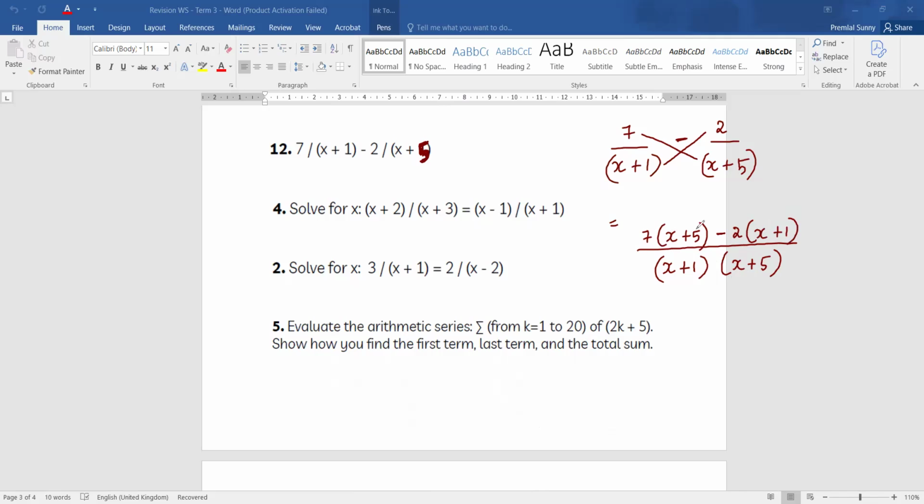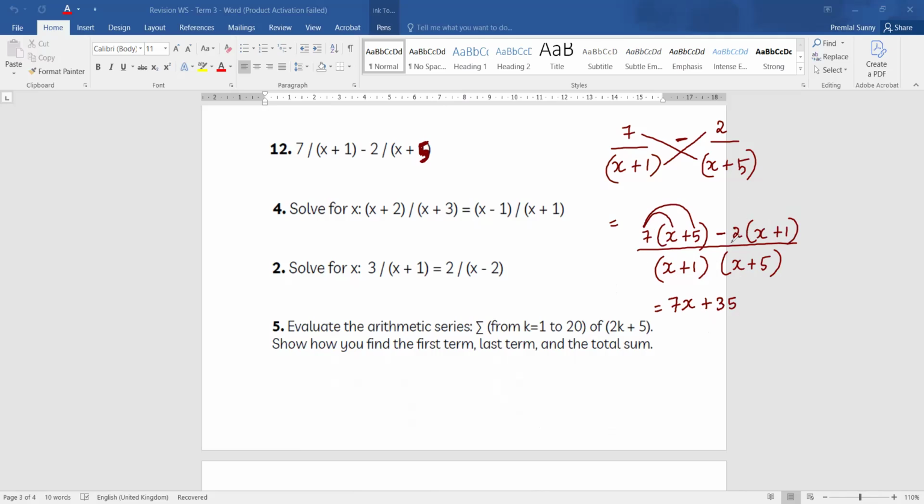Now, if you have a bracket and a number outside, we use the distributive property. So the distributive property goes like this. The number 7 should be multiplied with all the terms inside the bracket. So 7 times x will give you 7x plus 7 times 5 will give you 35.